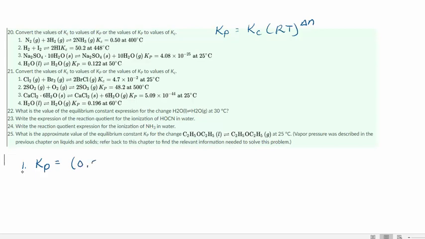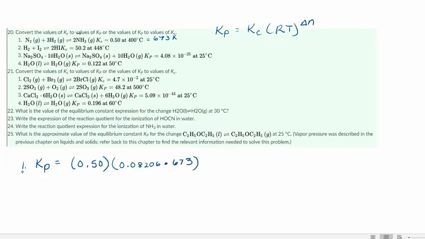So I'm going to fill in the values we know. We have our R value of 0.08206. Our temperature needs to be in Kelvin. This is 400 degrees Celsius. Add 273 to that, and that would be 673 Kelvin. And that product needs to be raised to the delta n.